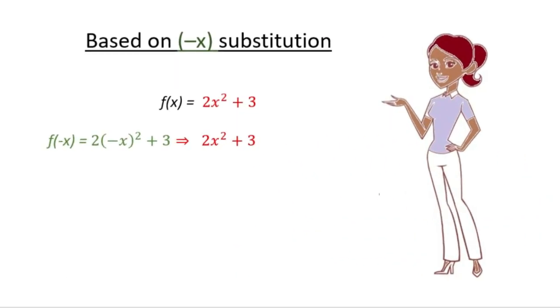So now let's look at the method of substituting negative x into the function. Here we have f of x equals 2x squared plus 3. If we substitute negative x in where x is, we would get 2 times negative x squared plus 3. Negative x squared would give us positive x squared. So our resulting function would be 2x squared plus 3, which is the same as our original function. So in this case, the function is even.